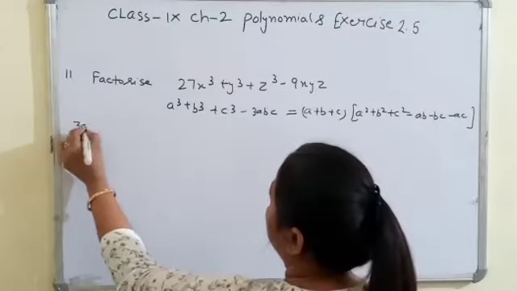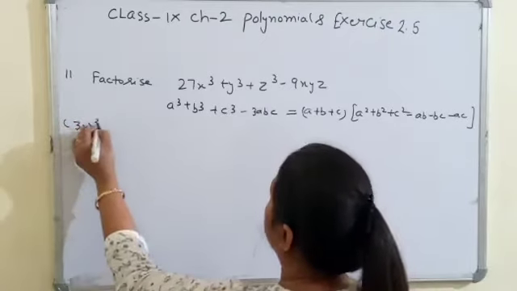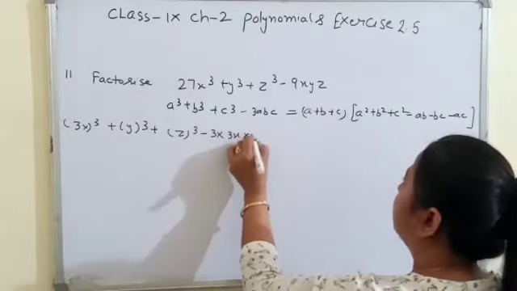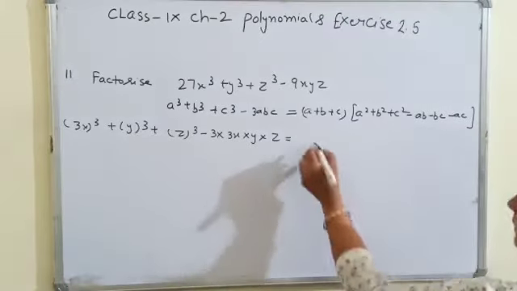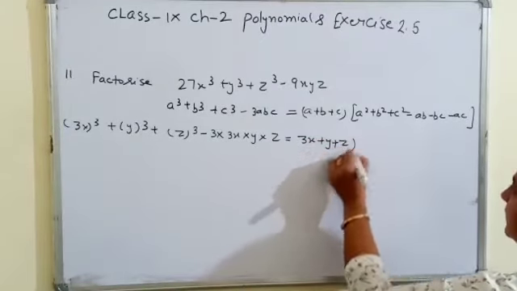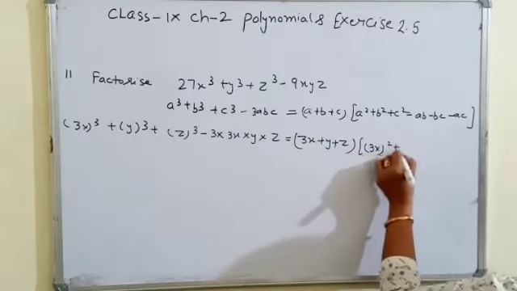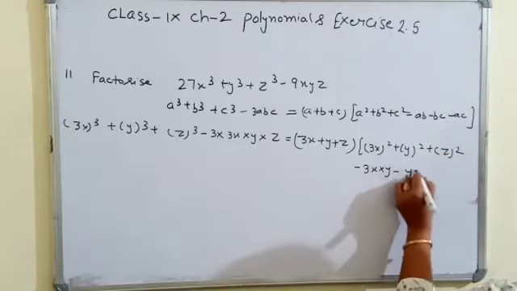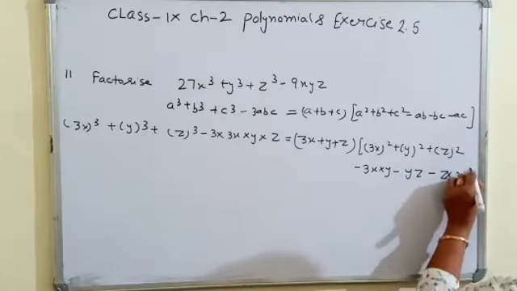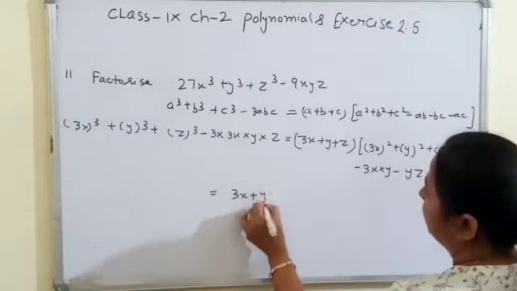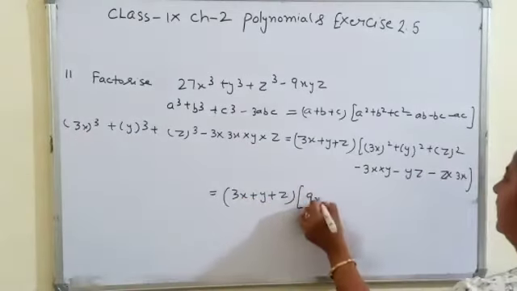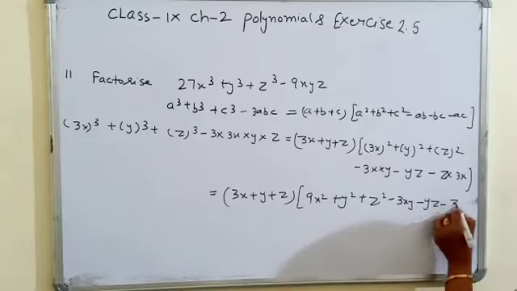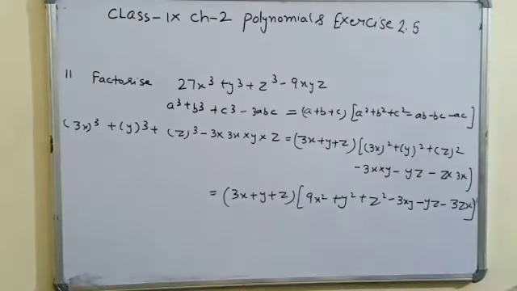So 27x cube is the perfect cube of 3x, sorry. a cube plus b cube plus c cube minus 3abc equals a plus b plus c into a square plus b square plus c square minus ab minus bc minus ca. So the result is 3x plus y plus z into 9x square plus y square plus z square minus 3xy minus yz minus 3zx. Now this was the result for question 11.